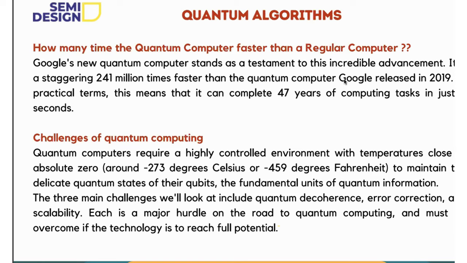Okay, the quantum computer, and now in 2023, whatever they have designed, there is a huge difference between the classical computer and the quantum computer. Suppose you want to compute any task or algorithm, and it takes 47 years; by using quantum computing, quantum algorithms, we can solve it in just seconds. So there are those types of complex applications.